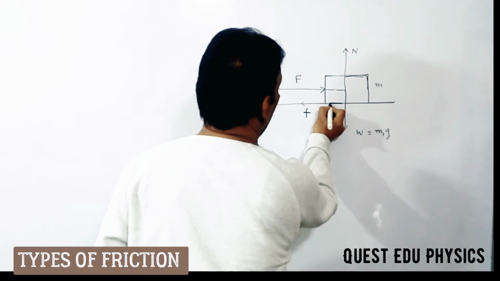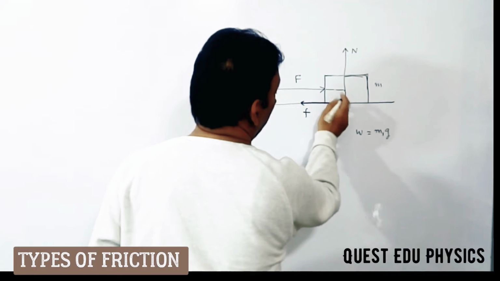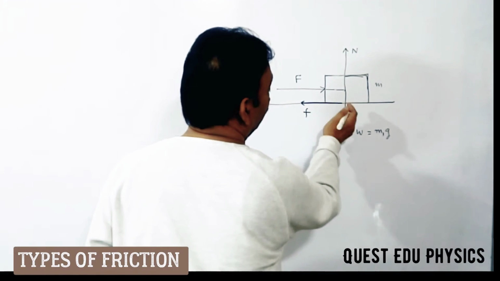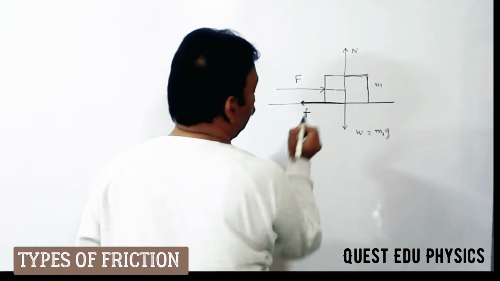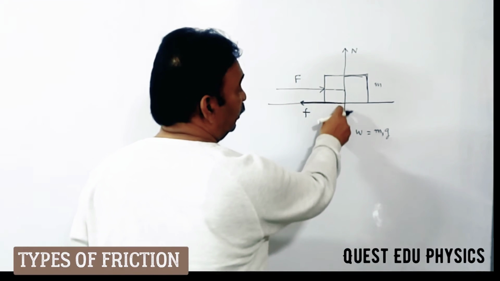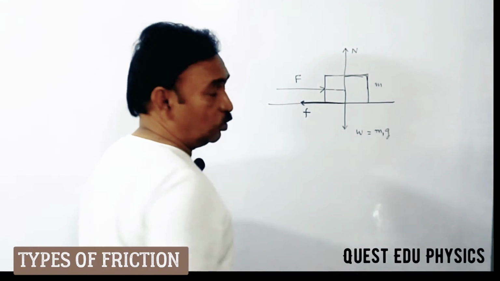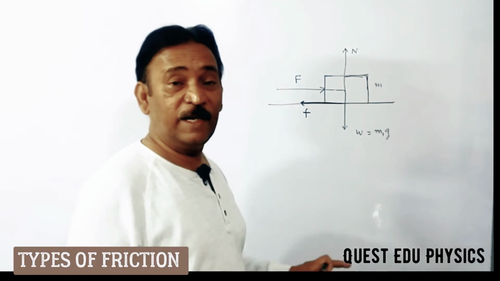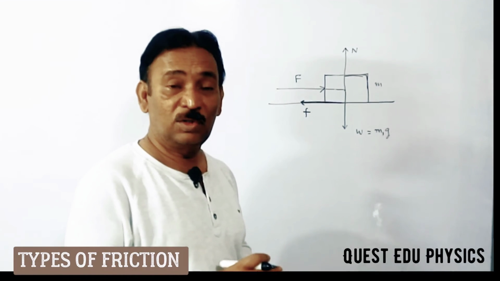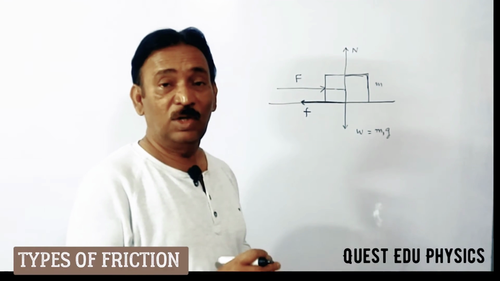Frictional force always acts along the surfaces in contact. That means the body is in contact, and it works along the line where the surfaces are in contact with each other. That's why it is a contact force, and this is also stated as an electromagnetic force. The frictional force is an electromagnetic force.